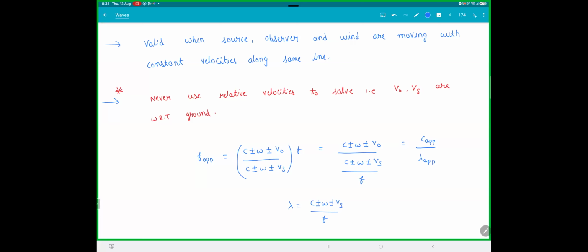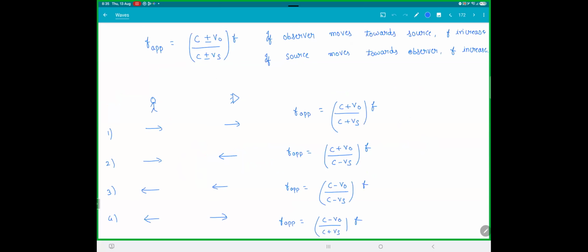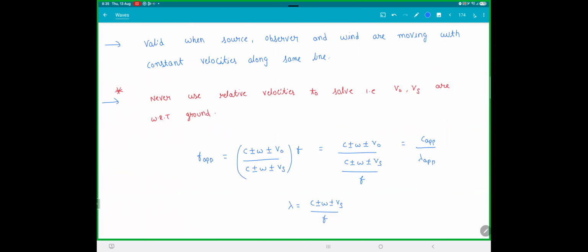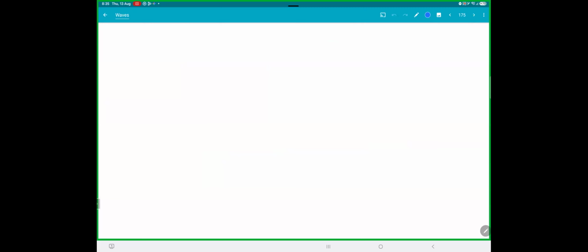All clear so far? There is one more level to this, but we will see that later on. Let's do some problems before going ahead. You should get used to the formula. Once you get used to it, it is pretty easy. So let's do one question. This will cover all the cases.